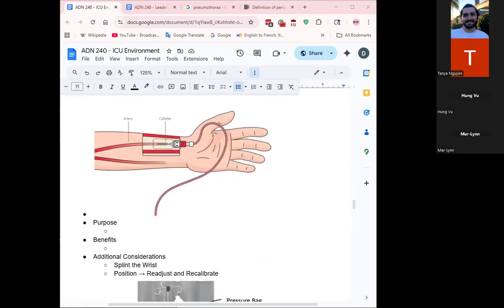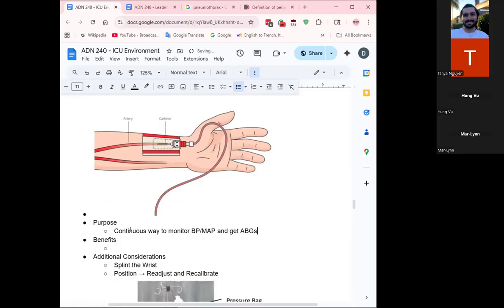Okay. What is the purpose of an arterial line? What is it used for? Continuous blood pressure monitoring, right? And to do blood draws for ABGs. Yes. So a continuous way to monitor blood pressure and MAP and get arterial blood gases.